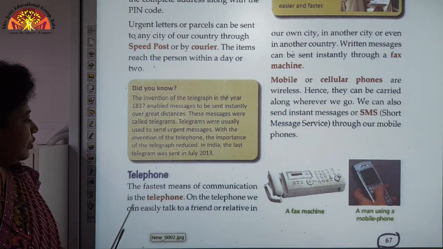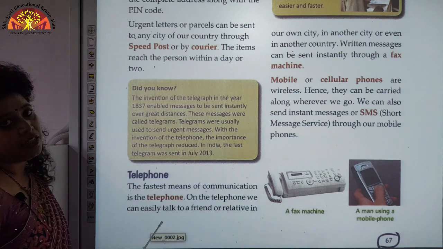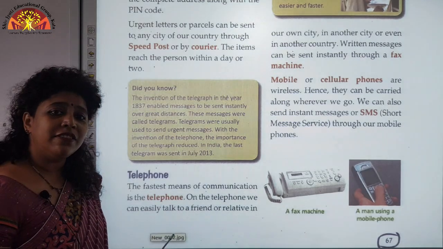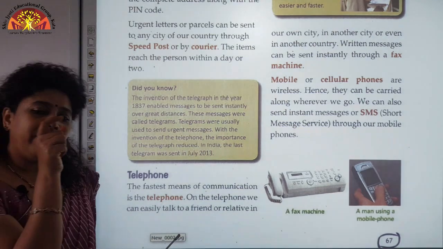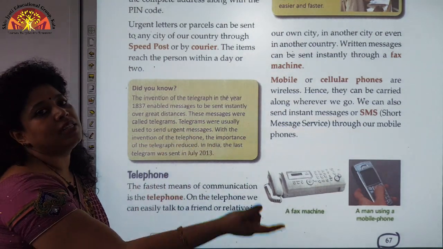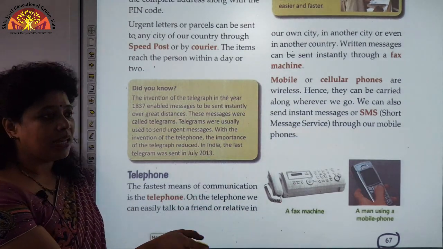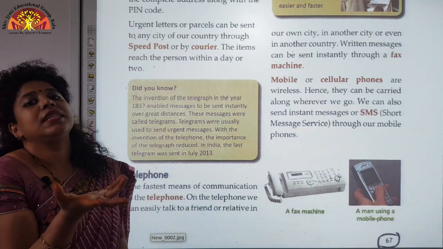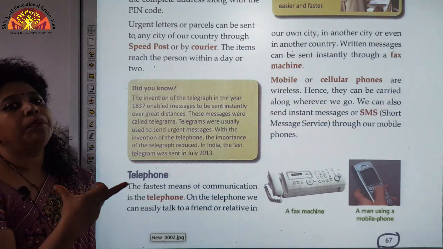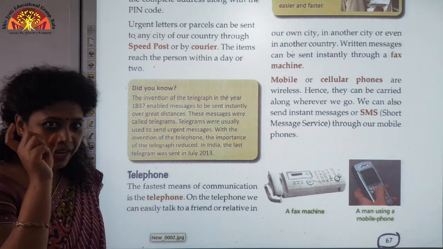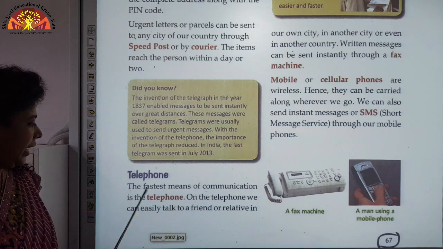Now, let us come to the telephone. The fastest means of communication is the telephone. Why is it the fastest? The minute you telephone a person, within a few seconds the receiver is taking the call. Your message is immediately passed and the person also receives the message immediately. So, the time taken to complete the communication is very small. Hence, it is the fastest means of communication.